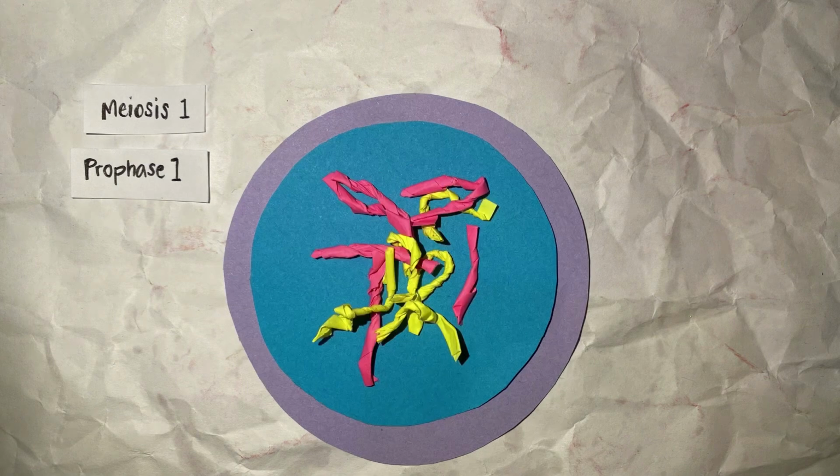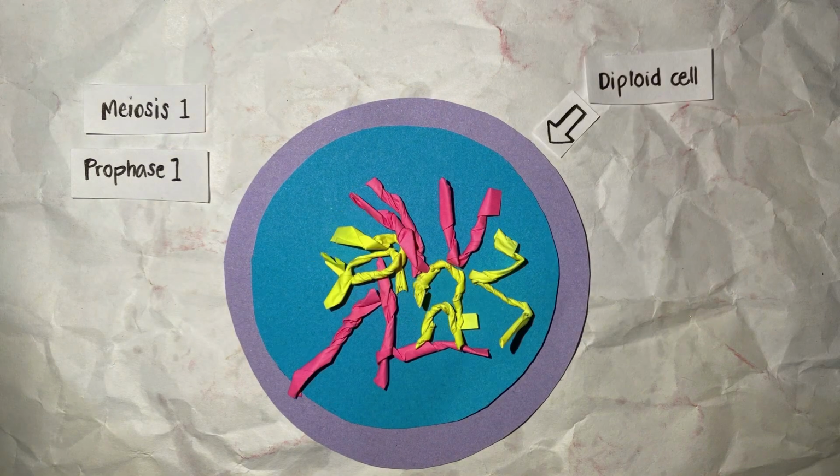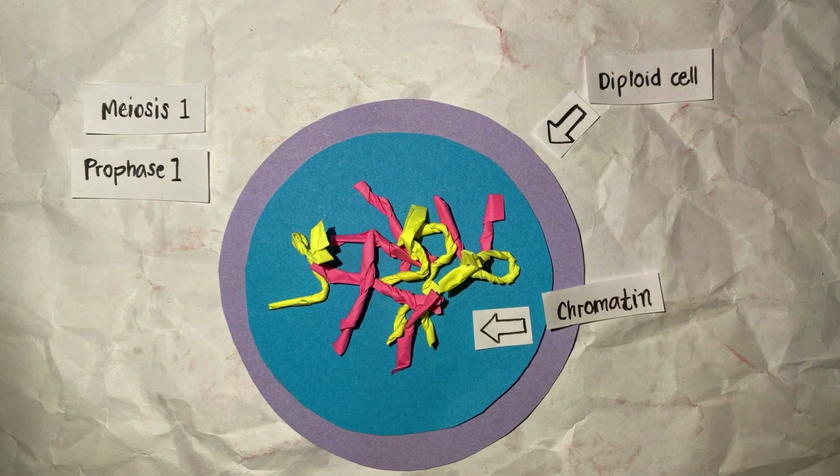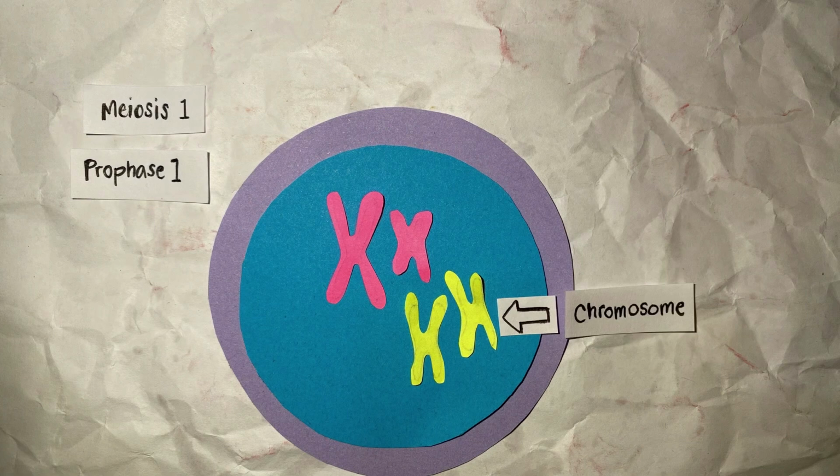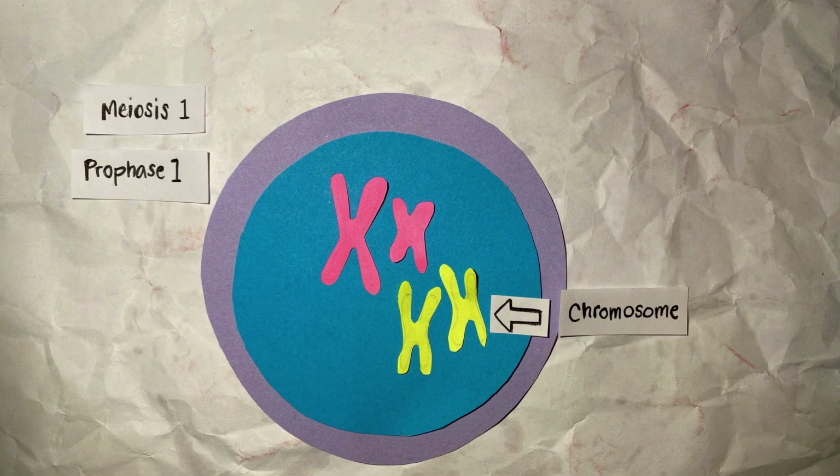Prophase 1 starts with a diploid cell. Its chromatin contains two uncoiled, spread-out sets of chromosomes, one from each parent. After the DNA in the chromatin replicates, it condenses into the more familiar X-shaped chromosomes. The replicated DNA is the same in the identical sister chromatids of each chromosome.